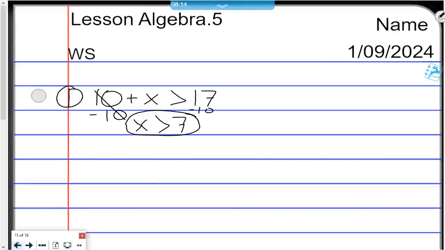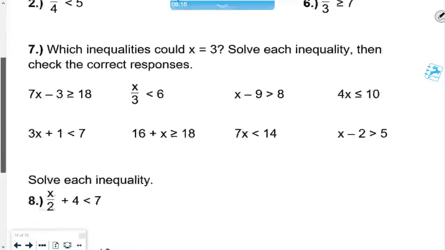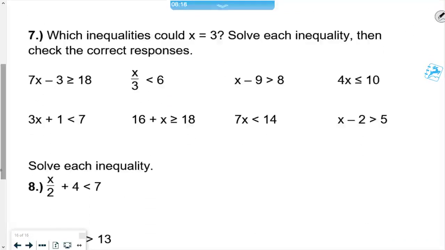Now, this one is a little tricky to understand. It says for which inequalities could x be 3? Solve each inequality, then check the correct responses. So what we're going to try to do here is find where x could equal 3. Because we have greater than, less than, less than or equal to, and greater than or equal to, we have to see if we can put the 3 in for that variable.